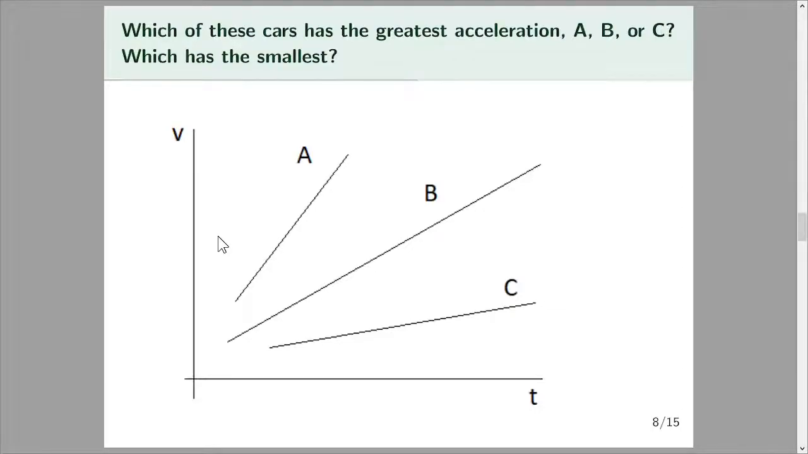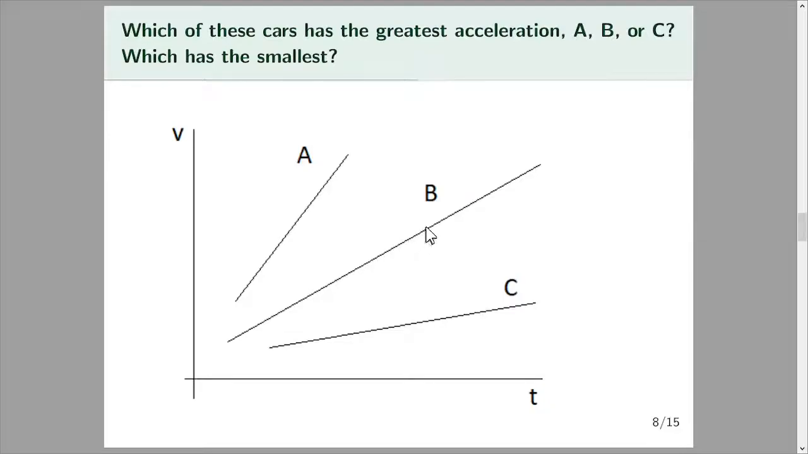So now we can look at a similar graph. These graphs I'm going to show you are going to look a lot like the last ones, except they're not for a position versus time graph. They're for a velocity versus time graph. And so just as before, the steeper line means a steeper slope. And in this graph, that means a greater acceleration. This car's speed is changing the fastest.